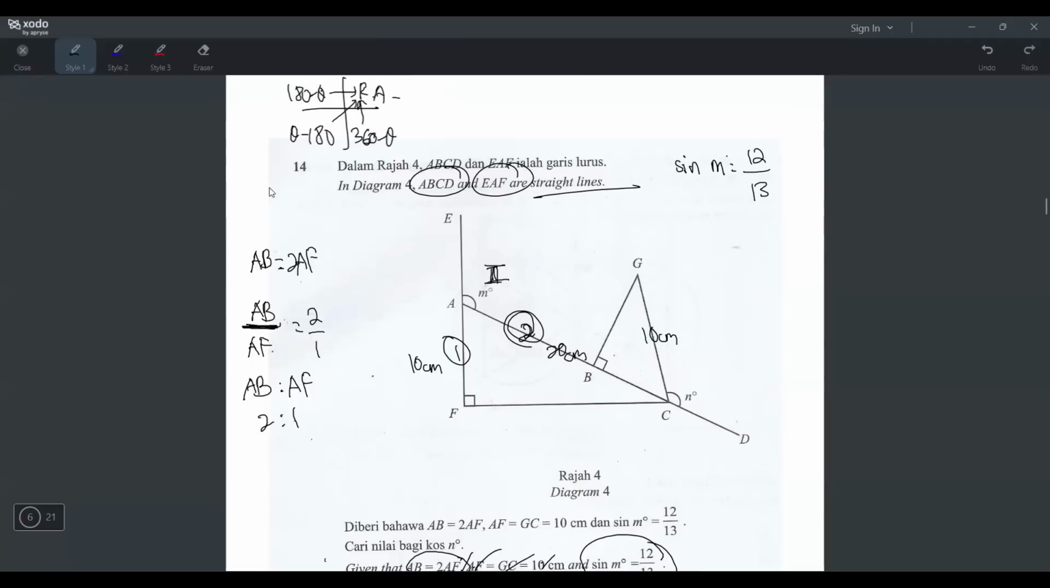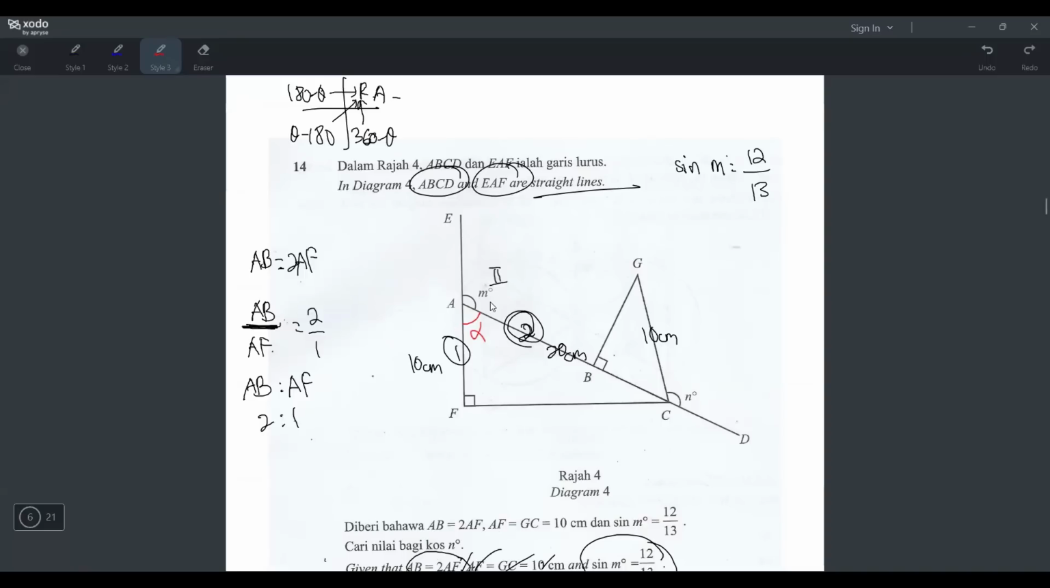Okay, this is quadrant 2. So how do you get the reference angle? 180 minus. Can you tell me, after you take 180 minus this, where is the remaining angle? Here, right? Because this is the straight line. So when you take 180 minus m, this red color angle is the reference angle. For now I will call it alpha.